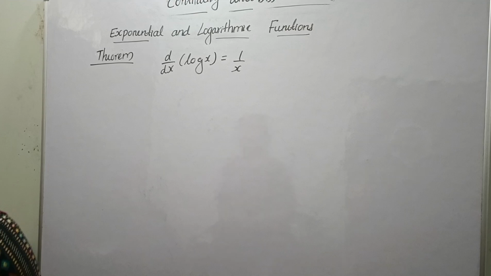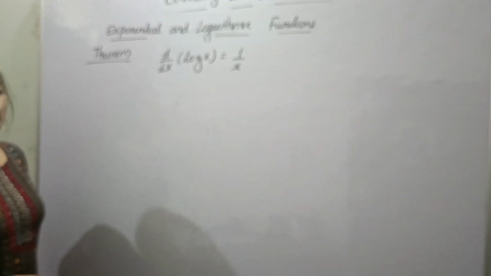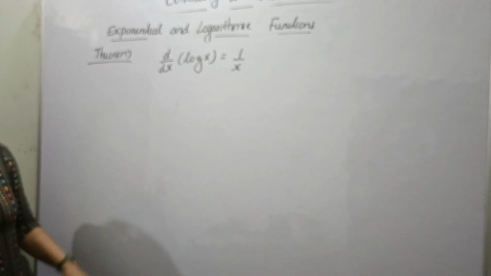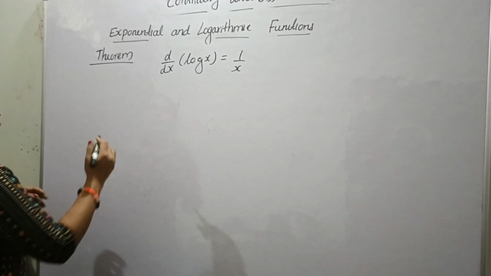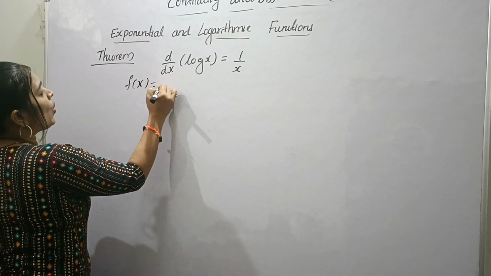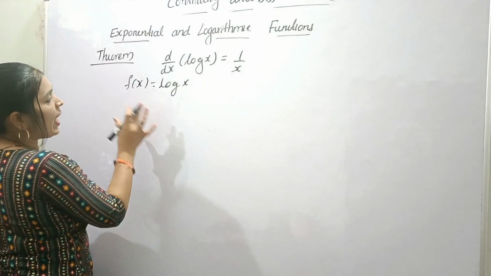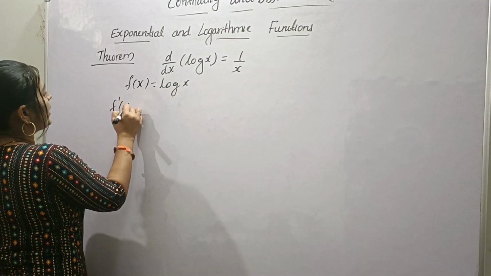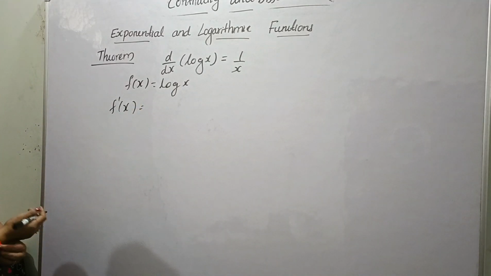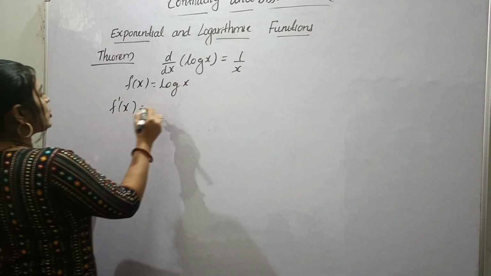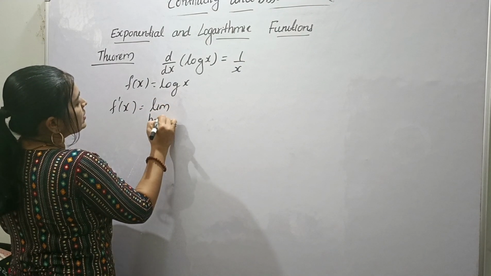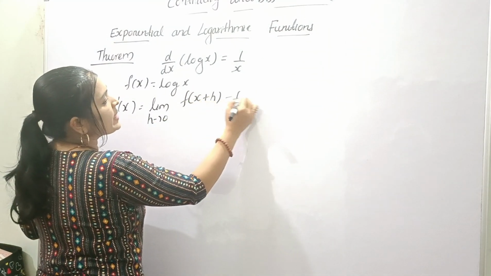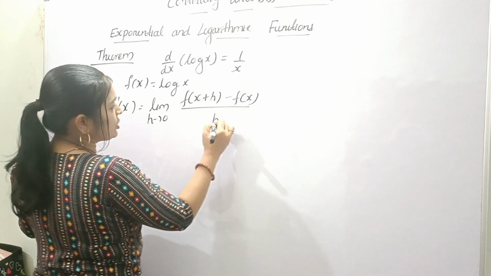Next theorem is d by dx of log x is equal to 1 by x. That is, the derivative of log x with respect to x is 1 by x. Let's prove this. So the function is f of x equal to log x. Here we have to prove f dash of x is equal to 1 by x. Now let's take the definition of the derivative of the function. F dash of x is equal to limit h tends to 0 of f of x plus h minus f of x divided by h.